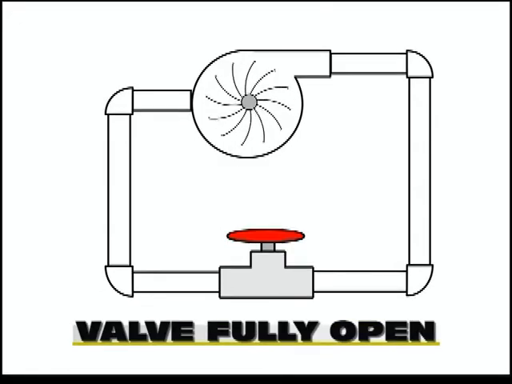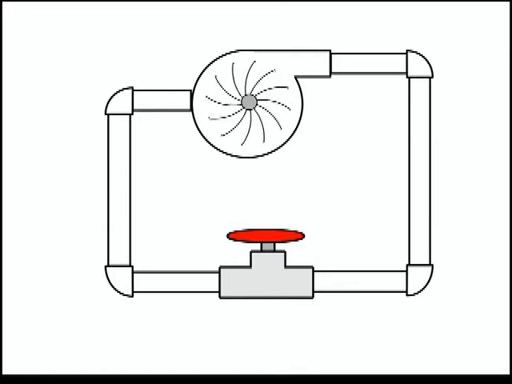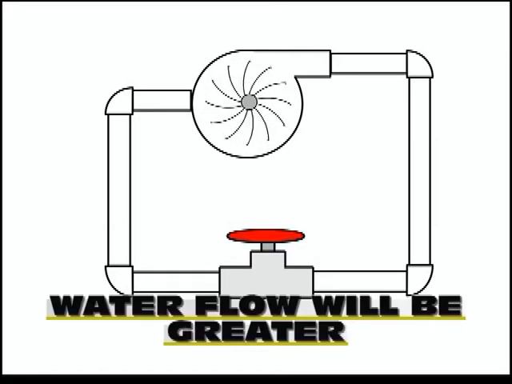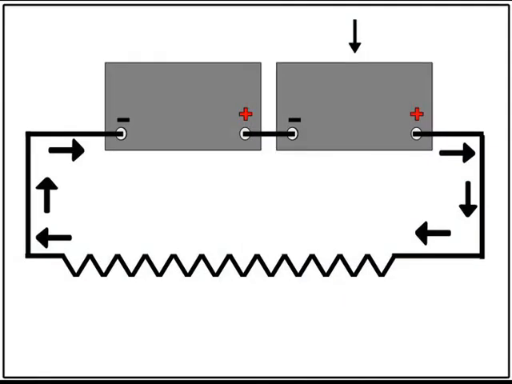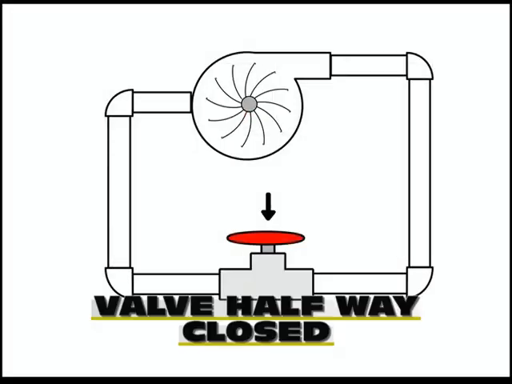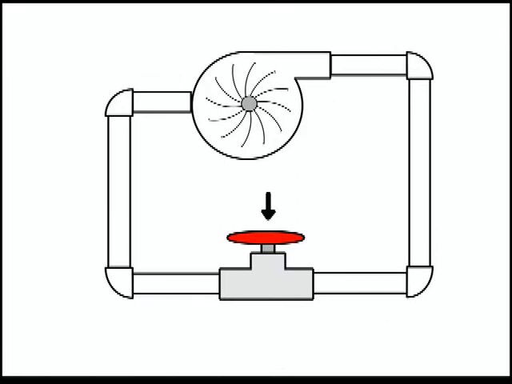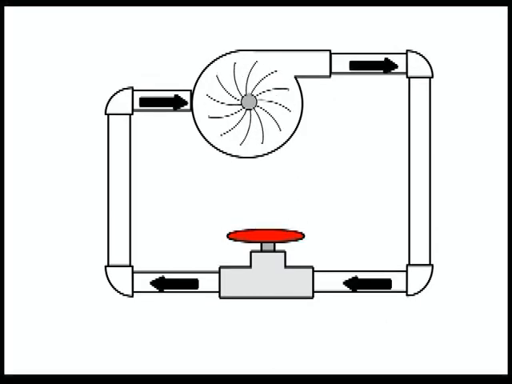Also, we open the valve all the way again. Now the water flow will be greater than the first time, since the pressure has increased. This is similar to an electric circuit in which two batteries are used in order to get a greater flow of electric current. If we close the valve halfway, as we did previously in the second part of the experiment, the current will be greater than the first time since, although we partially closed the valve, this time the pressure is greater since the pump is turning faster.